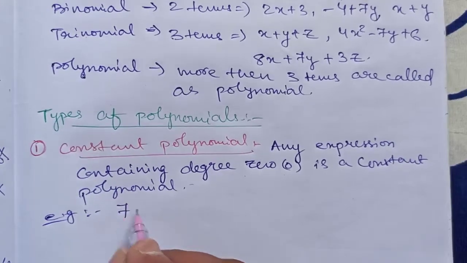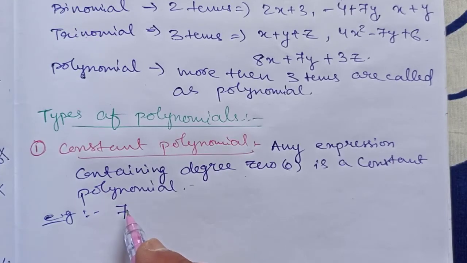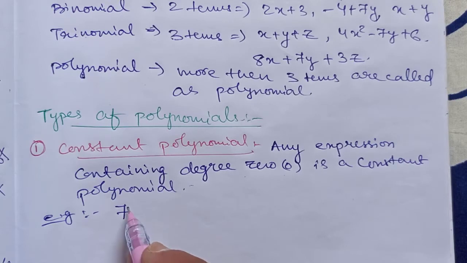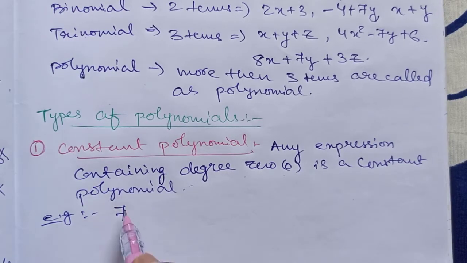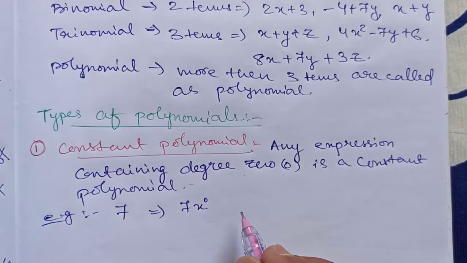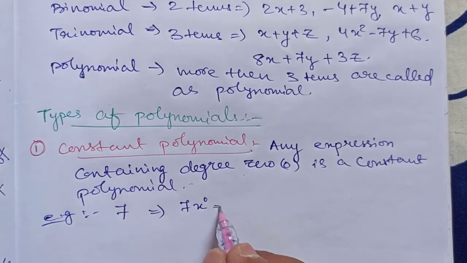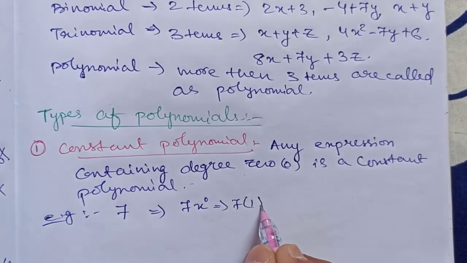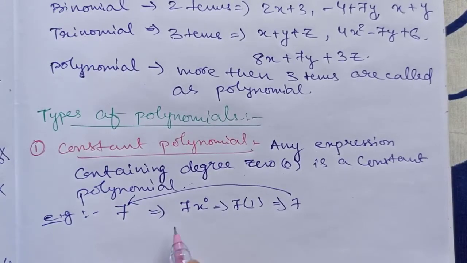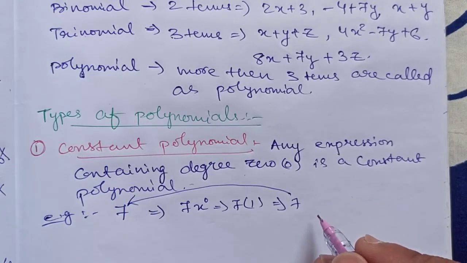For example, we will see 7. Is it a polynomial? No. Why? Because we have discussed what a polynomial is: an expression which contains variables and constants by using some operators. Yes, it is a polynomial, but there is no variable. If you want to write a variable here, you can write any variable with degree 0, because x to the power 0 is how much? 1. x to the power 0 is 1. 7 ones are 7. Again we got the same number. Understood? So any number is a polynomial if you can write it with a variable of degree 0.